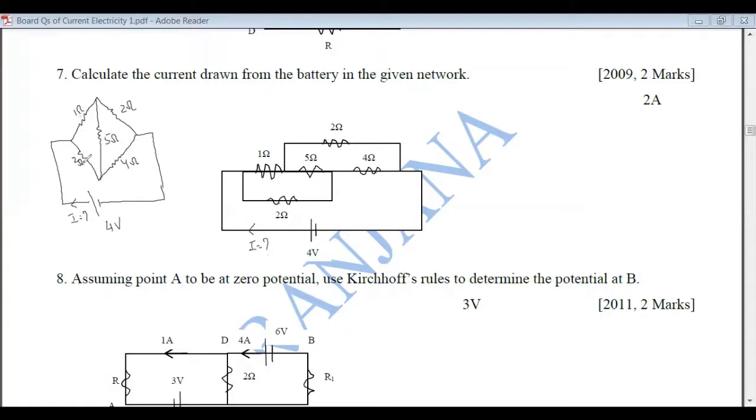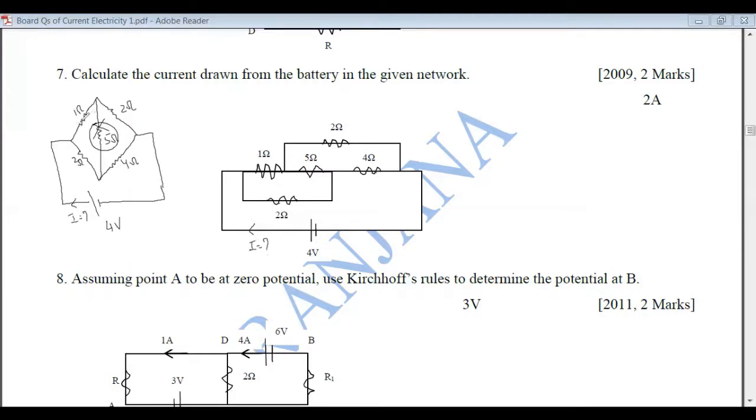Now let's see whether it is the balanced condition. In order to be balanced condition, P upon Q should be equal to R upon S. P upon Q is 1 upon 2. R upon S is 2 upon 4, which is also equal to 1 upon 2. Hence it is the balanced condition. Now in the balanced condition, we know that no current flows through the 5 ohm resistance.